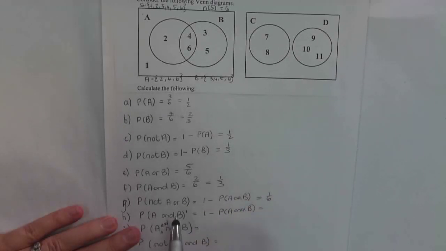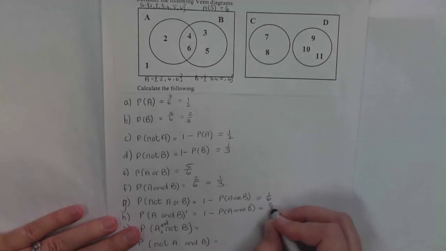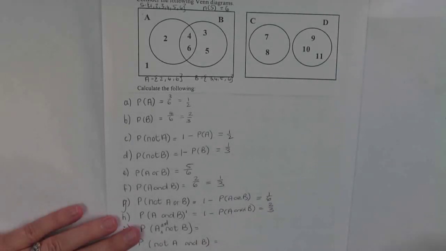What is the probability of not A and B? This is the complement, so it's 1 minus A and B. Now what is the intersection? It was a third, so what is it? It's 2/3. You with me so far? Yes, no, maybe. Oh, it felt good to say that.